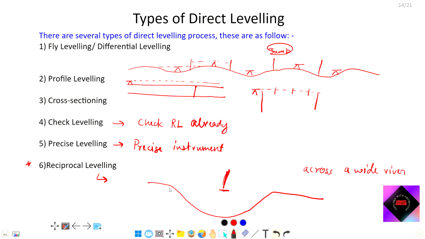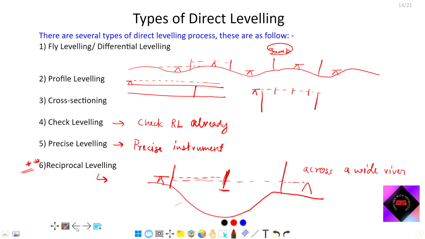So several types of errors come because of the wideness of the river. We will see them in our further lectures. Several types of error come, and these errors can be removed by doing reciprocal leveling. In reciprocal leveling, we will first take readings from this position, and then we will take readings from the other position, and we will find that our complete reading will become errorless. So we will see this reciprocal leveling further. It is a very important type of leveling.